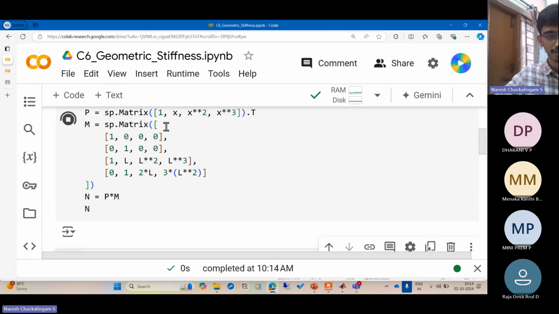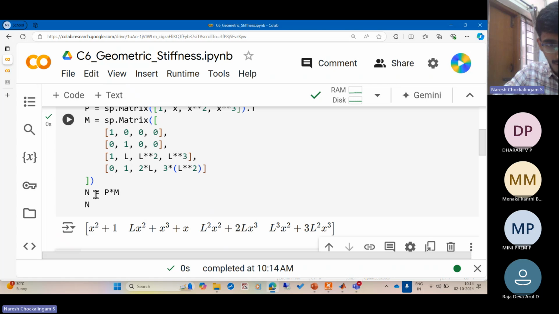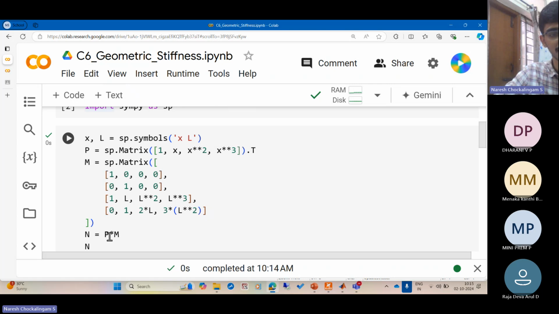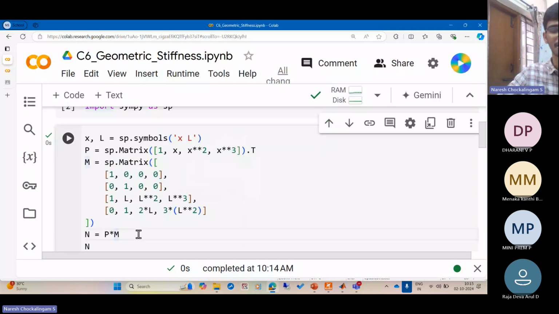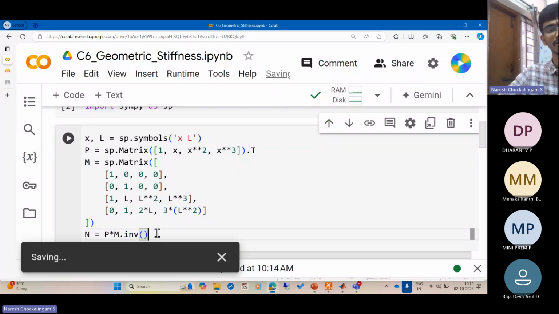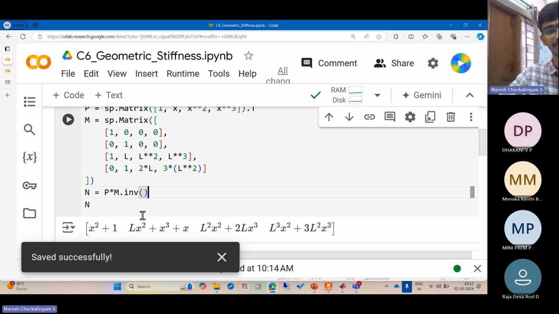So the good thing here is, okay, what junk is this? What is wrong here? I got what is wrong. Is it P star M or something else? M inverse, right? Yeah, so it is M dot inv. The dot inv will return the inverse of a matrix.